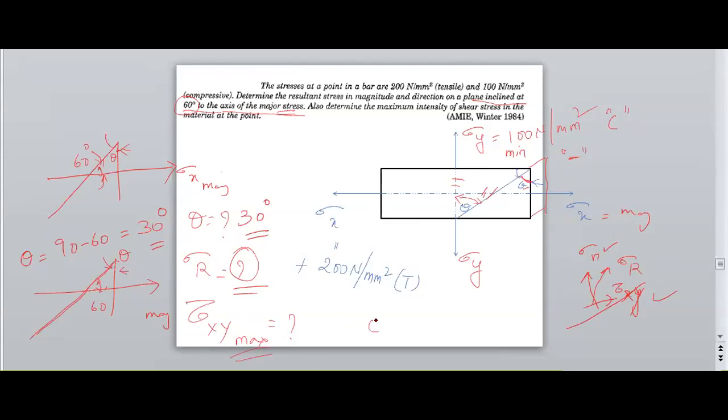At which angle? I need to tilt the angles, that is, angle theta equal to 0, theta equal to 1, theta equal to 2, such that at a certain angle we have the maximum shear stress. That is, tau xy will be a maximum.